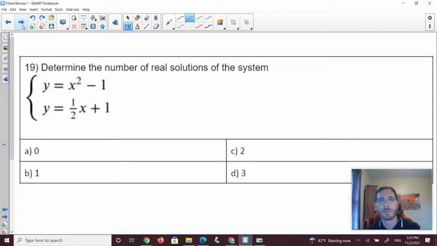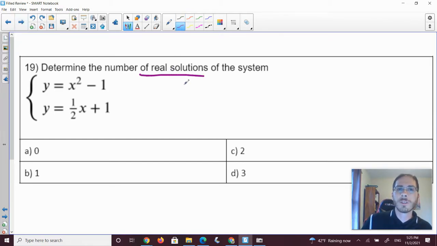For 19, determine the number of real solutions of the system. So in this case, again, the number of real solutions for the system is going to be the number of intersections. So I'm going to go ahead and throw it into Desmos and do it that way. We could do it by hand, but with that 1/2 x there, I don't really think there's going to be much of a play on this one.